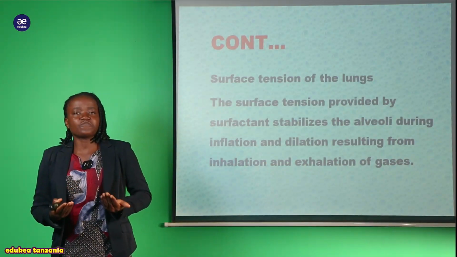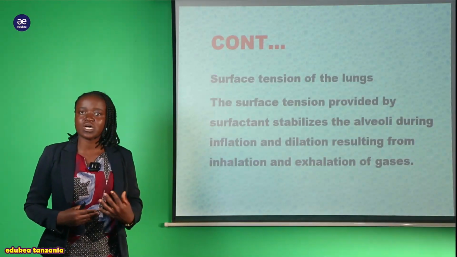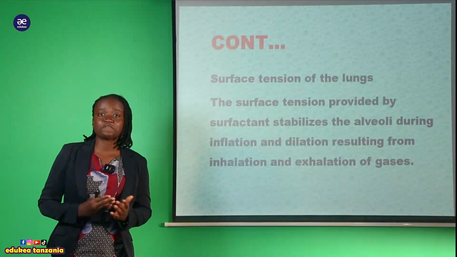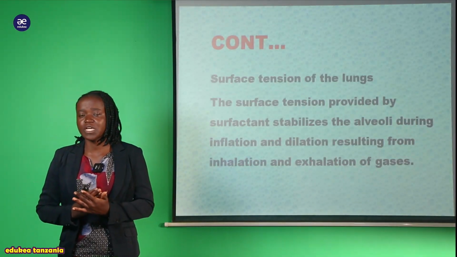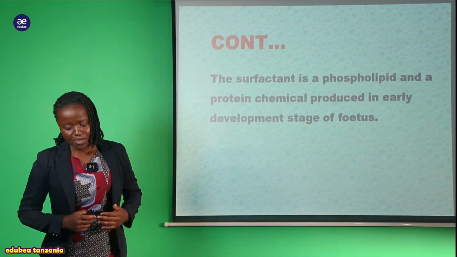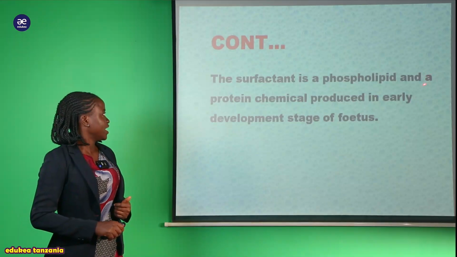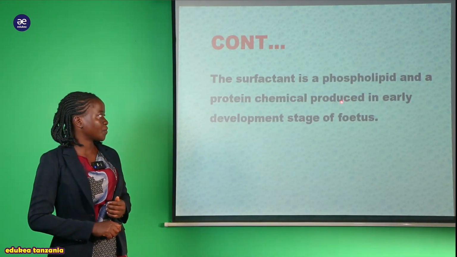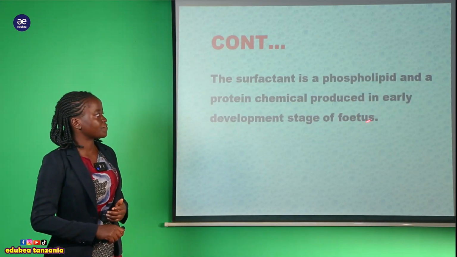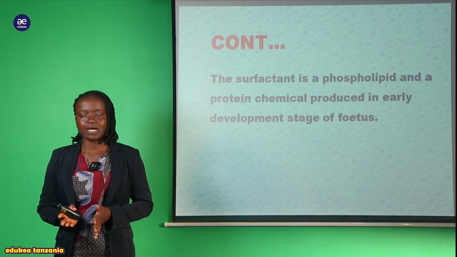So the tendency of inhalation and exhalation is aided by this structure which is called the surfactant, since it provides the surface tension of the lungs in general. But also we can say that the surfactant is a phospholipid and a protein chemical produced in the early development stage of the fetus. So what is this surfactant now?